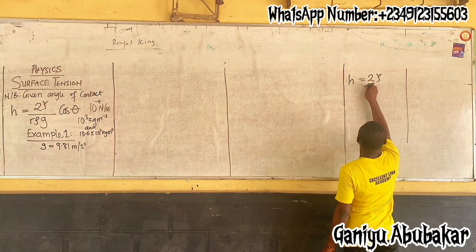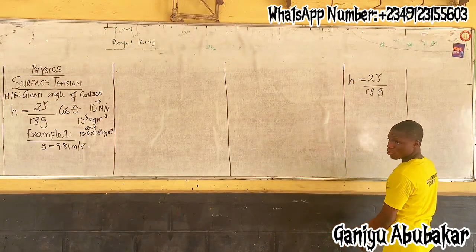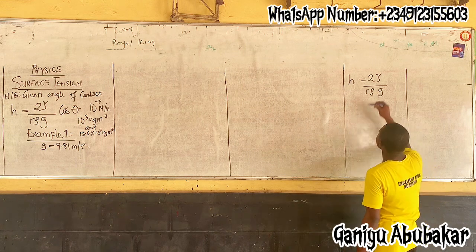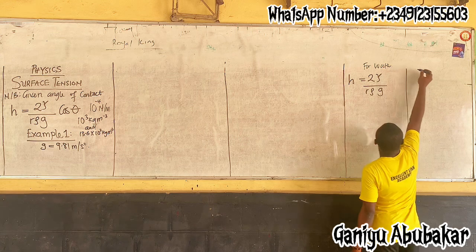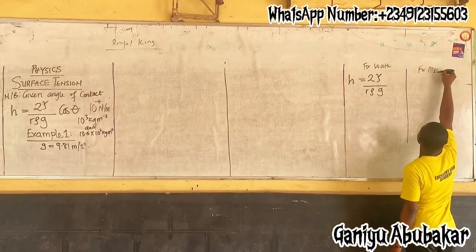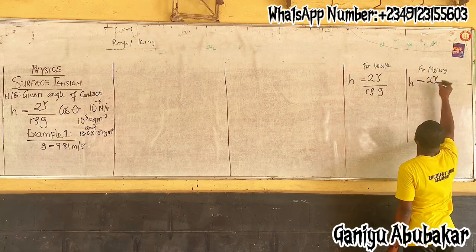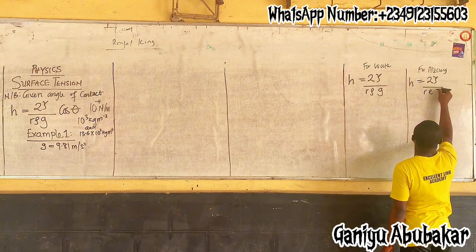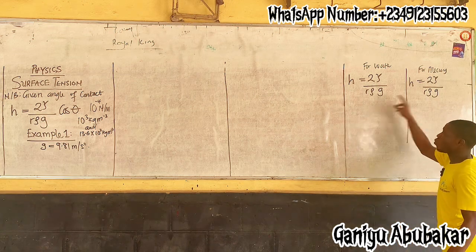2 gamma over what? R rho G. True? Look up. Let's say this is for water, right? And next, for mercury, which is what? 2 gamma over R rho G. Now look up, the same formula works with it.